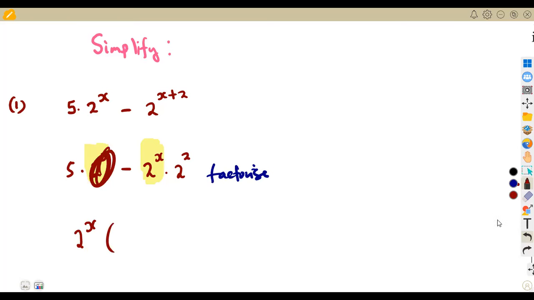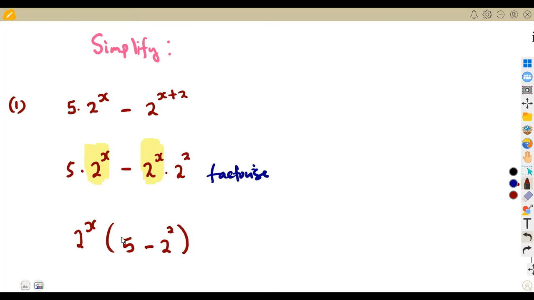I remove this 2 to the exponent of x, which means I'm going to remain with a 5. Remember your factorization, guys, from your grade 10. We do the same thing. We factor out 2 to the exponent of x. We are going to remain with 2 to the exponent of 4. But take note, there is a negative that we have. So this is negative 2 to the exponent of 2, which is the same as a 4.